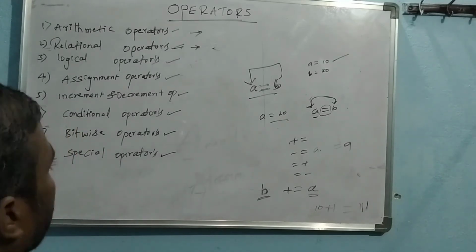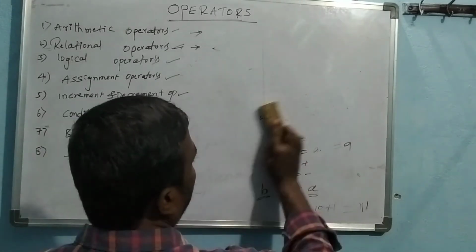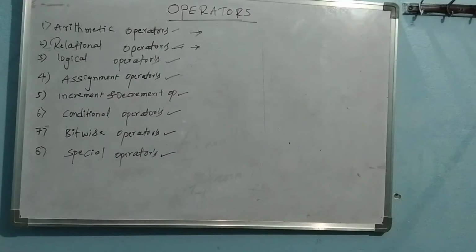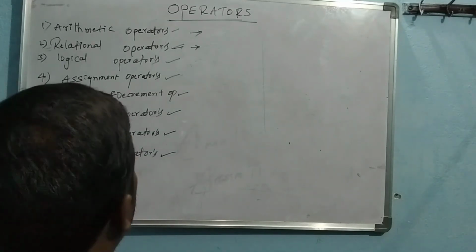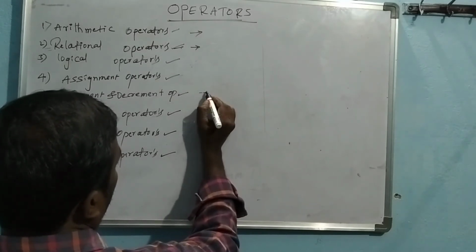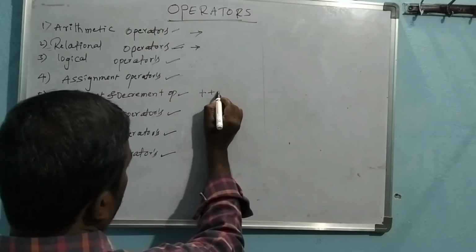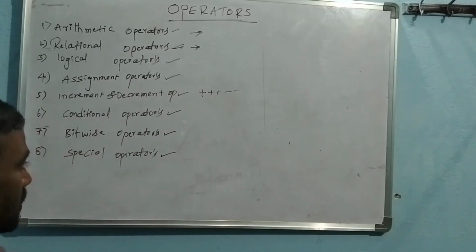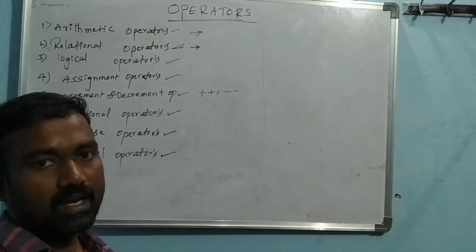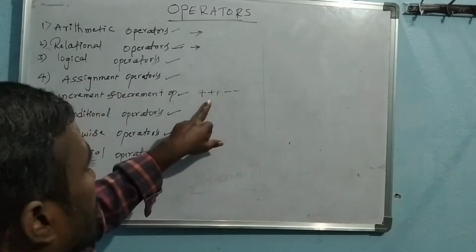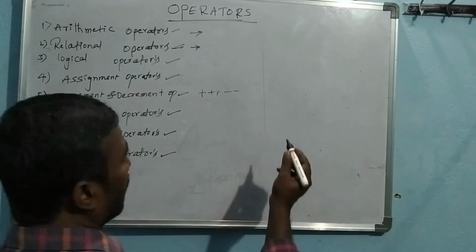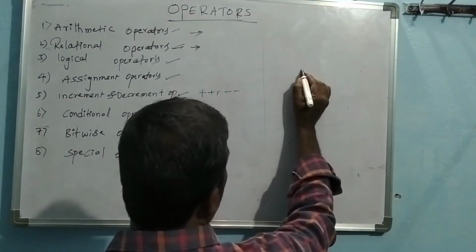Coming to the increment and decrement operators. Next we are discussing the increment and decrement operators. See here, there are only two operators, plus and minus. Plus is the increment operator, minus is the decrement operator. Coming to plus, it is mainly used for incrementing a value, for example by 1.